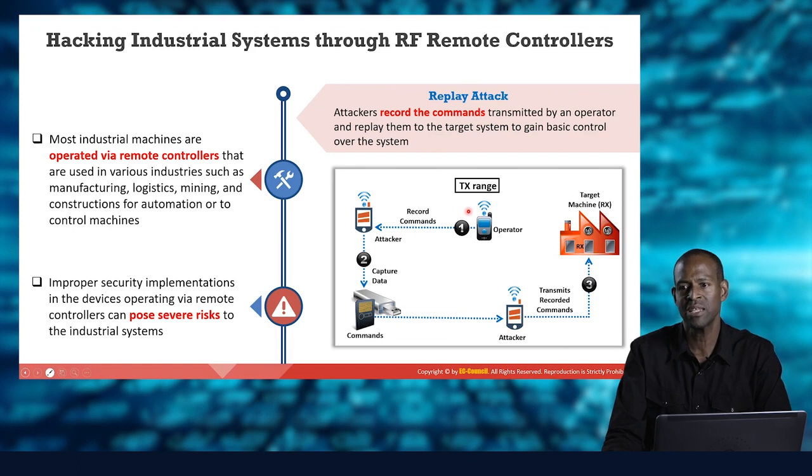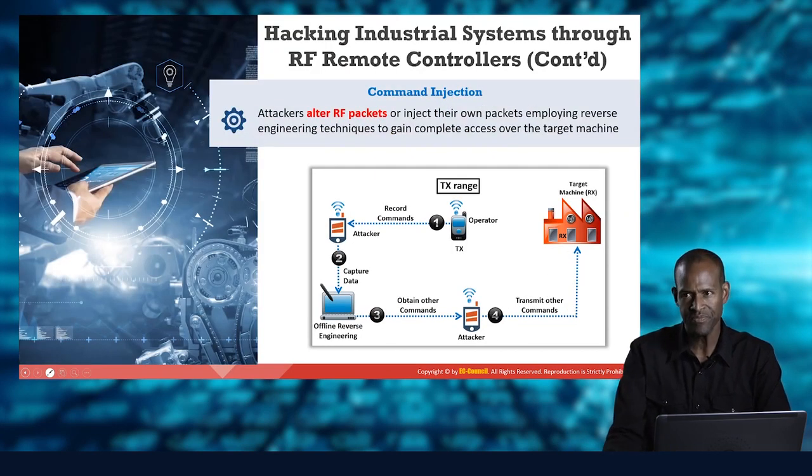So what will happen in this case, if we look over here, there's an operator that's running a device. This is at TX, that stands for transmit. So they transmit commands. The attacker is listening in, capturing that data, storing it, and then later on the attacker can use the same commands that they recorded in the replay attack, replaying that information back at the machines that are RX. That's receiving. TX, transmit, RX, receive. So that's a common type of attack.